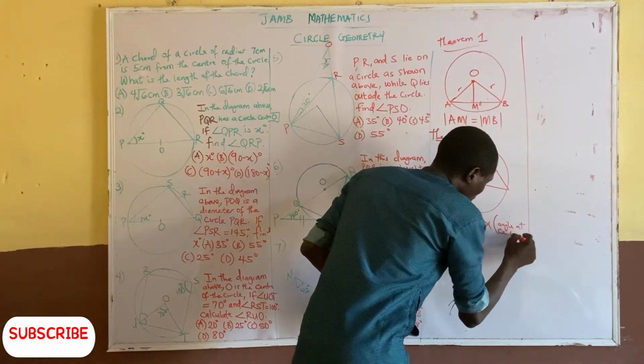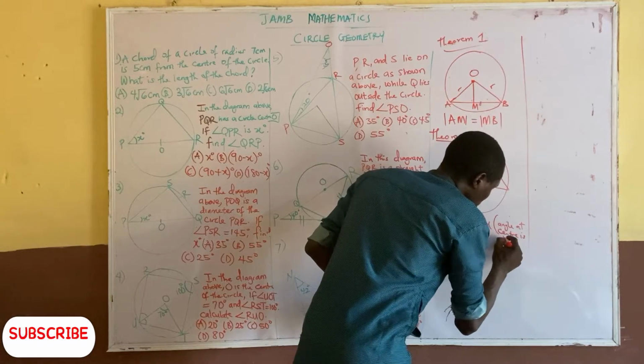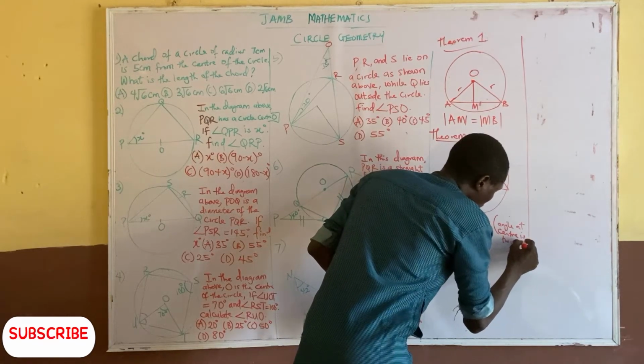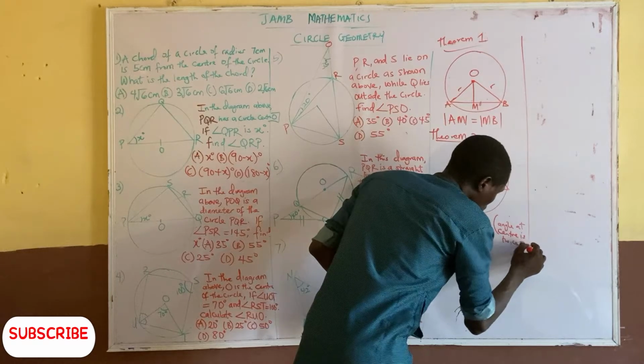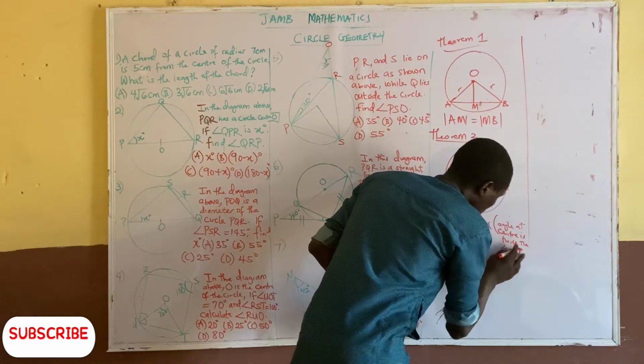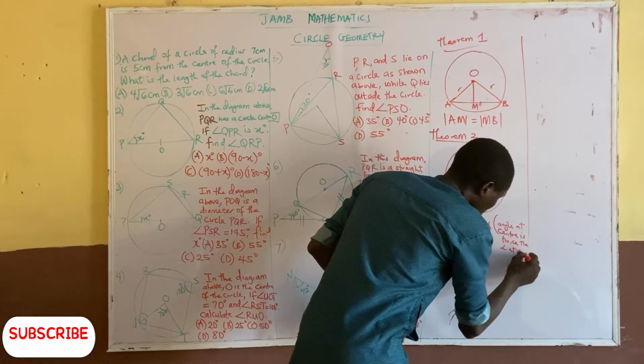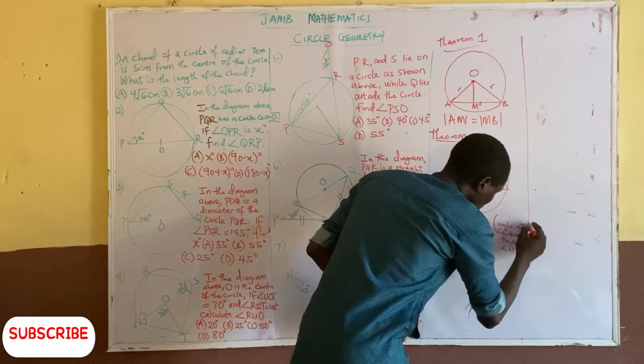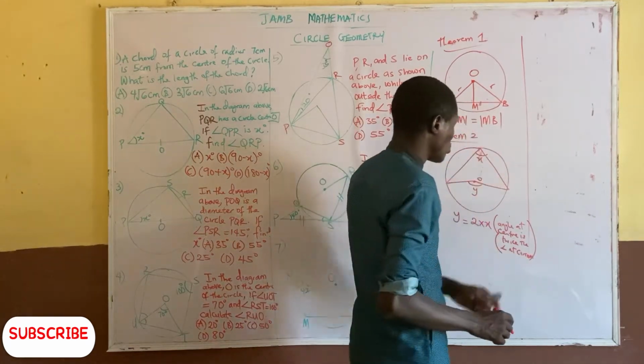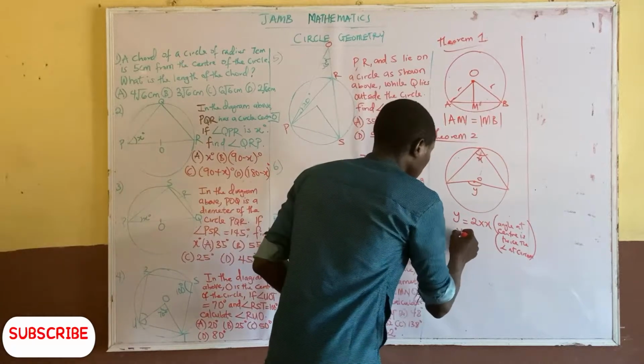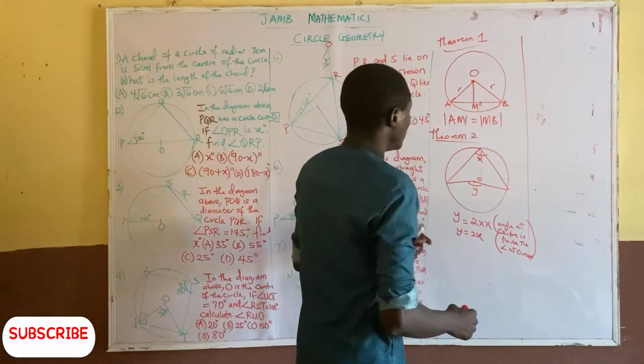So the angle at center is twice the angle at circumference. I just abbreviate it. So the angle at center is twice the angle at circumference. So Y is equal to 2X. Theorem number 2.